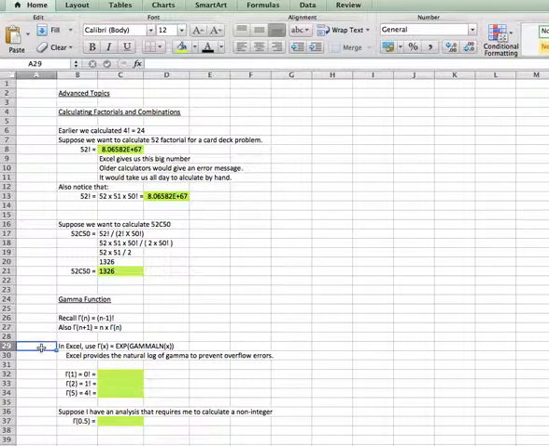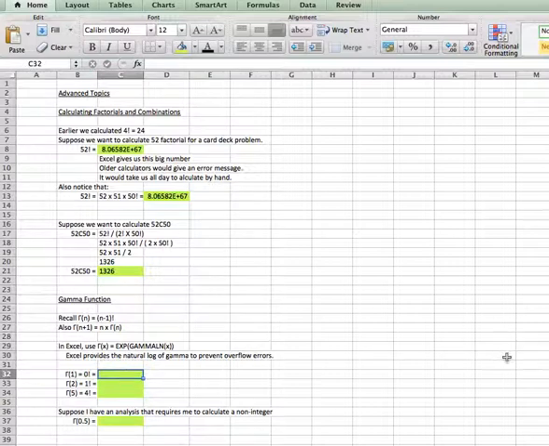In Excel, we have a function called gamma ln available to us, and that's because Excel wants to calculate the natural log of gamma instead of gamma itself. The log is a smoothing function that prevents overflows in these huge numbers. So if we want to get gamma out of it, then we have to raise the gamma ln to the exponential, because that's the inverse function.